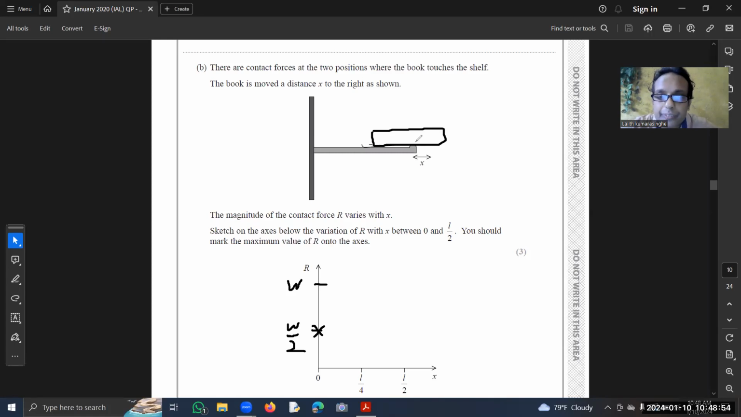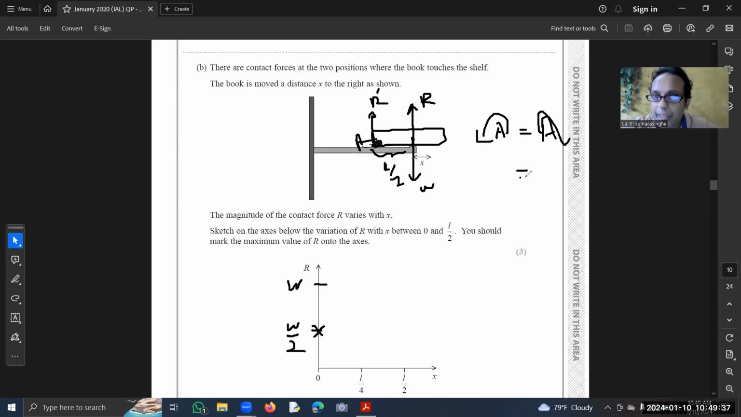Okay, now I have moved it halfway there. This is R. This will be R dash. This will be W. The distance will be L over 2. Again, I'll take the moment from this same point, A. The weight also has a moment. Clockwise moment is equal to anti-clockwise moment.